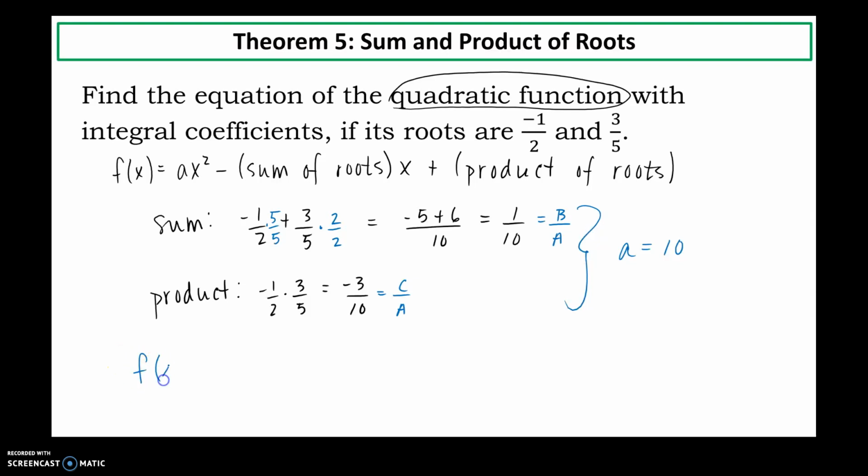So putting all this together, f of x equals ax squared minus the sum plus the product. All right, so what happened to the 10 though? The 10 was my lead coefficient of a. So I'm not going to write this as negative 1/10 x. I need integral coefficients. So cleaning this up a little bit, I would expect you to write 10x squared minus x minus 3 as your quadratic function.